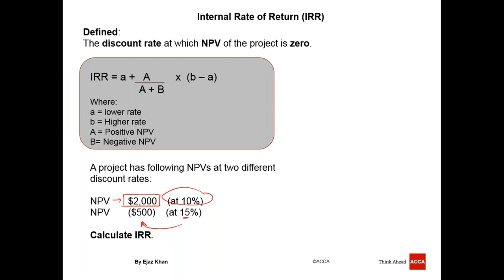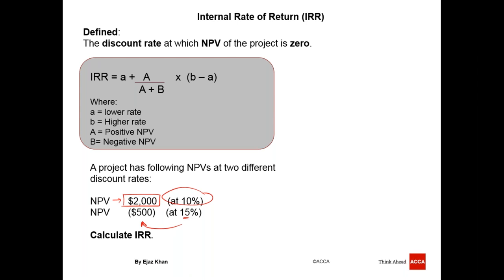Now, if our cost of capital is 10%, we will accept this project because this is giving us more than 10%. But if our cost of capital, that is the required rate of return, is 15%, we will reject this project. Now, what if the cost of capital is in between 10 and 15%? Will we be able to decide with the help of this information? No.